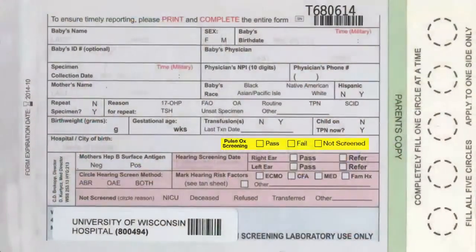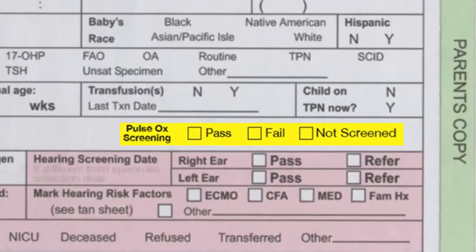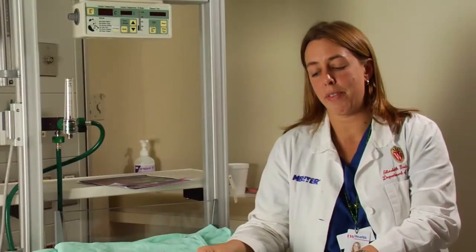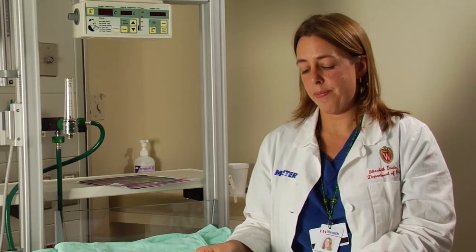Reporting the results of pulse oximetry screening is easy. The results should be filled in the designated space at the bottom of the newborn blood card. The results will be entered into We Track Heart at the State Lab of Hygiene. When a baby passes their pulse oximetry screening, all you need to do is check Pass on the blood card. Remember, there will also be an option to check Fail and Not Screened.